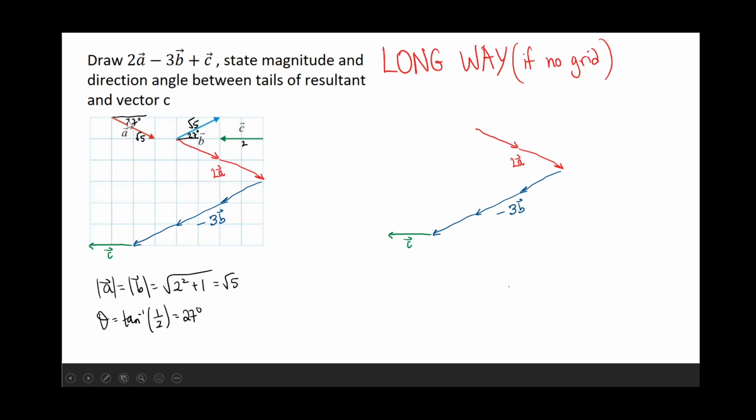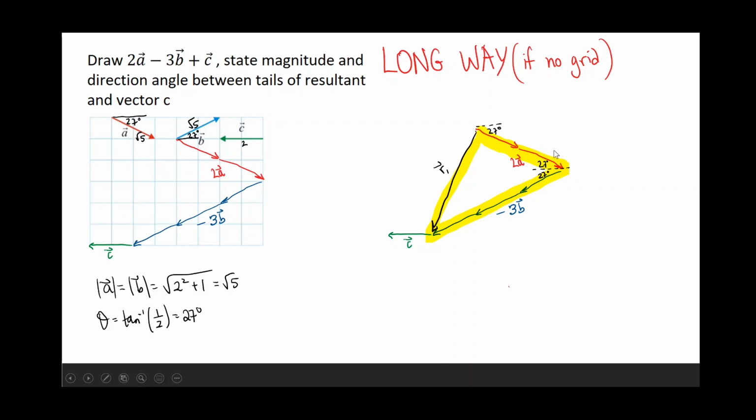And then the angle over here as well as here would be 27 degrees. And for vector C, it's just this way 2 units. Okay, so if you had to do this the long way, you'd have to find the resultant magnitude of this triangle here, that's drawn in yellow. Then you'd have to transfer the angles at the tails.